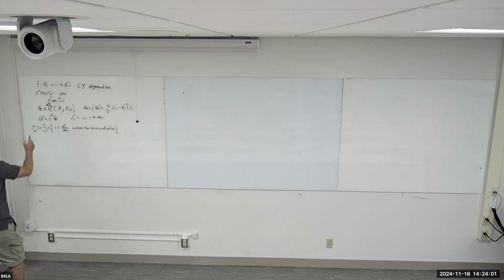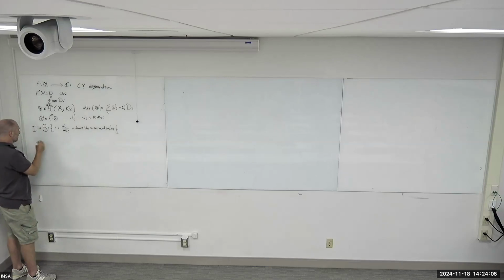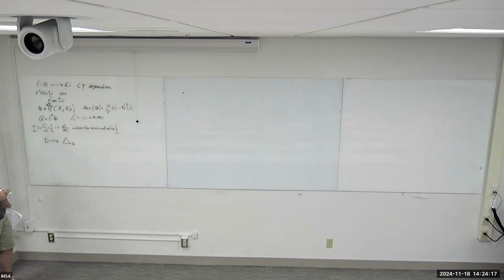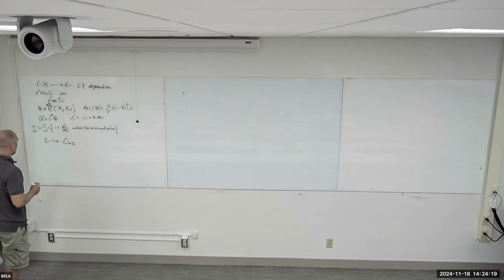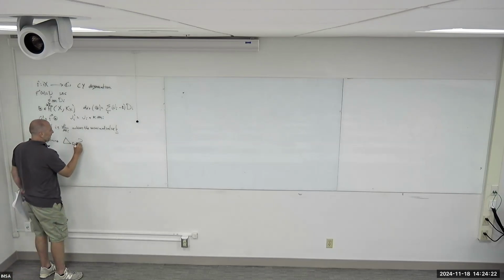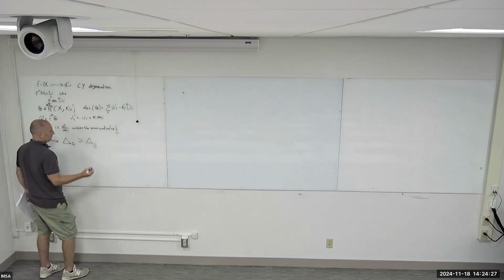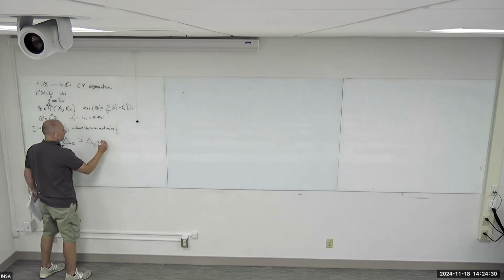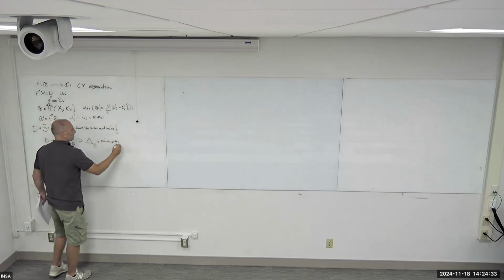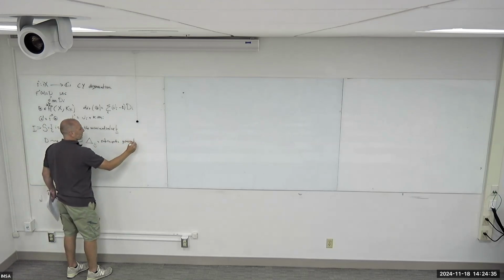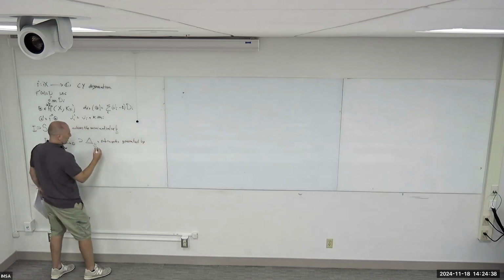Okay, when you have a normal crossing divisor, you know that you can define the dual complex, that I would call, let's say, Delta(D). And inside of it, we can take the essential skeleton, which is the subcomplex generated by the essential indices.